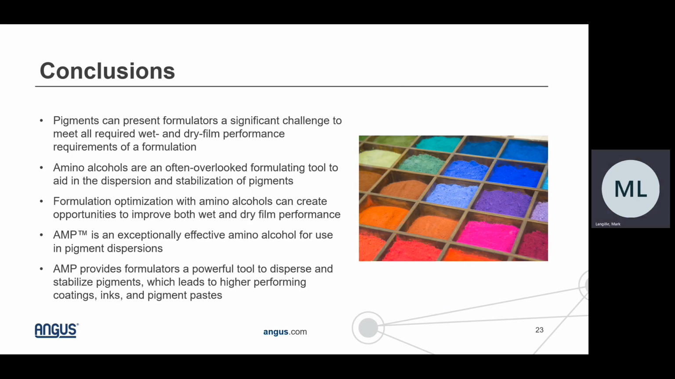So to provide some concluding remarks, pigments can present an array of challenges, largely arising from the need to balance both wet and dry film requirements. And so while there are many formulating tools to control pigment dispersions, an often overlooked solution is the use of amino alcohols. But you need to use an amino alcohol of the right chemistry. And AMP is particularly effective at dispersing pigments due to its specific chemistry that leads to a strong interaction with pigment surfaces. And when you take advantage of that, it creates opportunities to formulate higher performing and more stable coatings, inks, and pigment pastes.